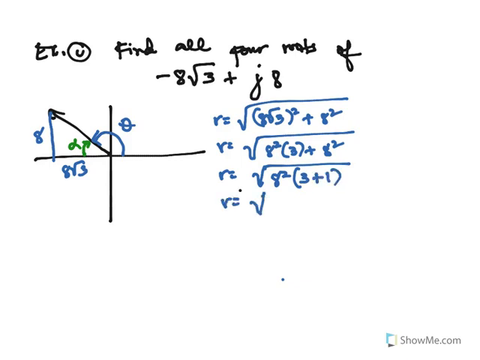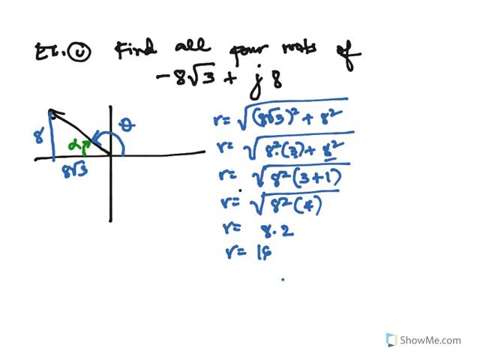So I will have the square root of 8 squared times 4. And then when I take the square root of the whole thing, you'll have 8 times 2, which gives us 16. And so our modulus is 16. Or you can just straightforward square 8, so 64 times 3, and then plus another 64, you'll get 256.